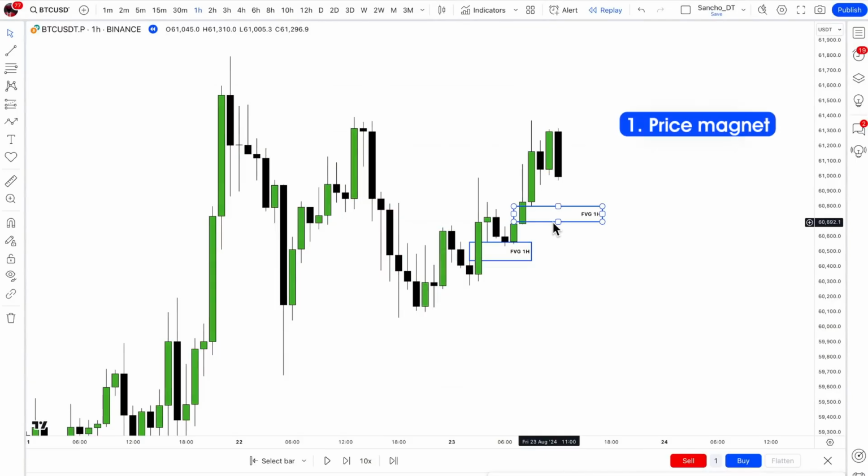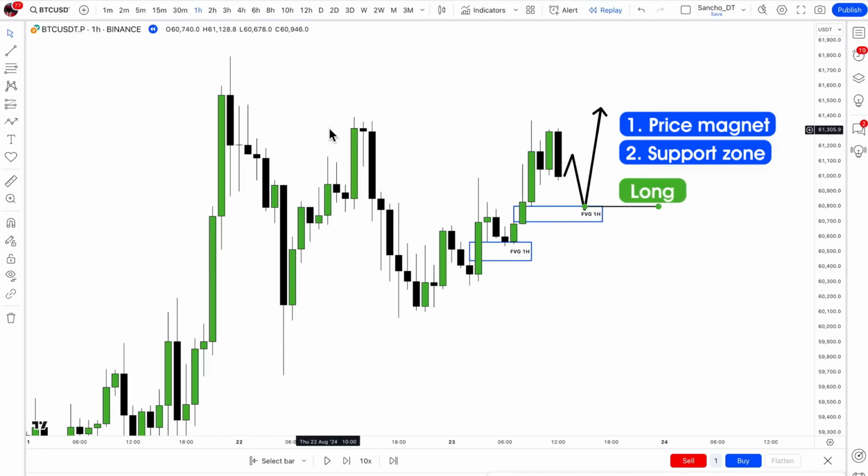In terms of pricing, imbalance attracts price like a magnet. The market usually aims to return to these areas to restore equilibrium. Additionally, imbalance serves as a strong support zone. When the price reaches this level, a reaction is expected, after which the market is likely to continue following the trend. For traders, these are excellent points for opening positions.